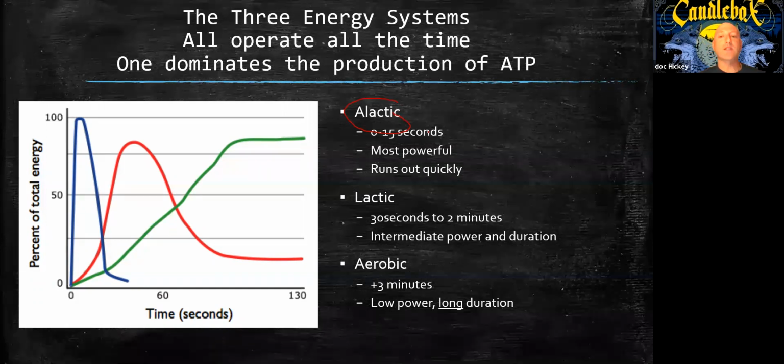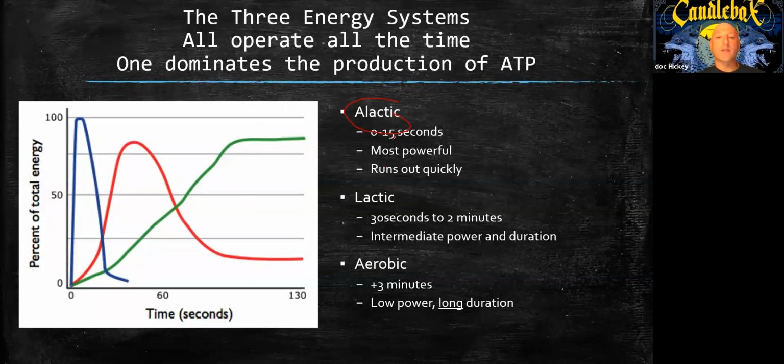So when I say it lasts from 0 to 15 seconds, what I mean is for the first 0 to 15 seconds of movements, alactic is going to dominate the equation. The lactic system and the aerobic system, they're all going to be working together, but the alactic is the one that's doing the majority of the work. So the alactic system, first 15 seconds, most powerful, but on the flip, it's the one that runs out the quickest.